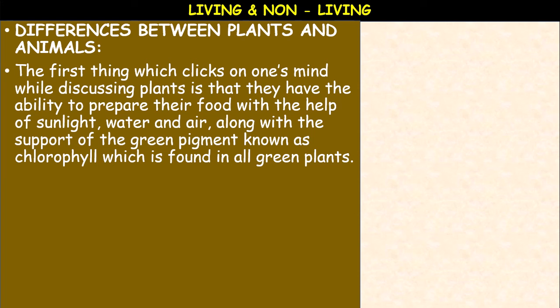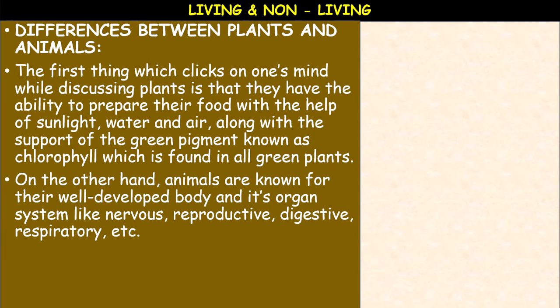Plants prepare their own food. What is that process which you have studied in your lower classes? Photosynthesis. Plants prepare their own food by utilizing carbon dioxide from the air, sunlight from the atmosphere, water from the soil, and along with that they possess a green pigment called chlorophyll. In the presence of chlorophyll and sunlight, they prepare their food material. That process is called photosynthesis.